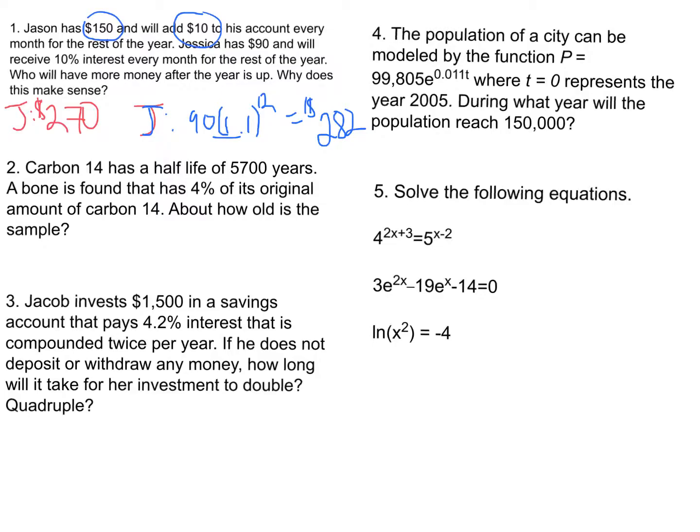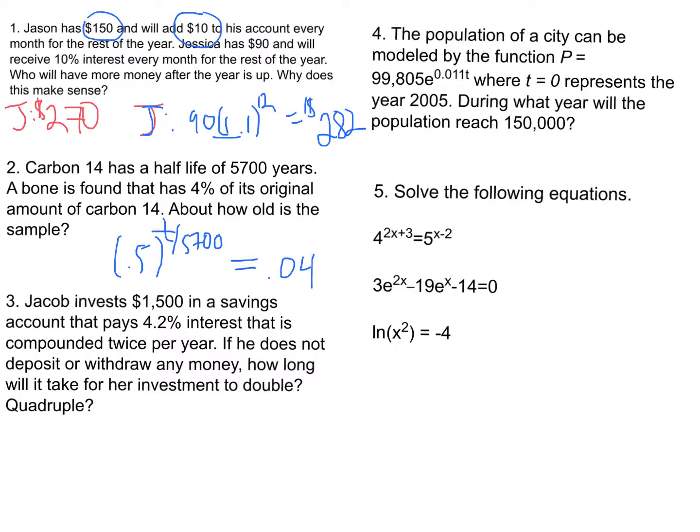Number 2 here, the half-life is 5,700 years. So I know I'm going to take half of it every 5,700 years. And I want to know when this amount that I'm taking from it will eventually be 0.04 or 4%.